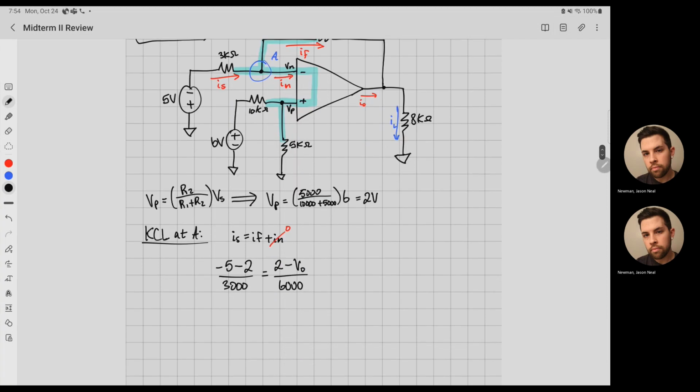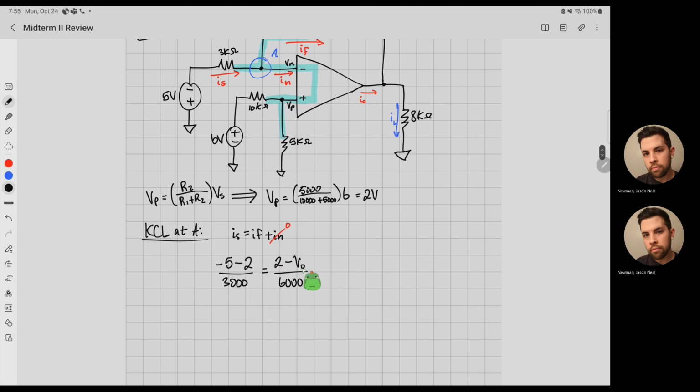Okay. So now we really just need to solve for this V out, and then we'll be able to solve for IL because we have the resistance, but we can't solve for IL with only resistance. We need a voltage, right? Ohm's law. So that's where this is at right here.